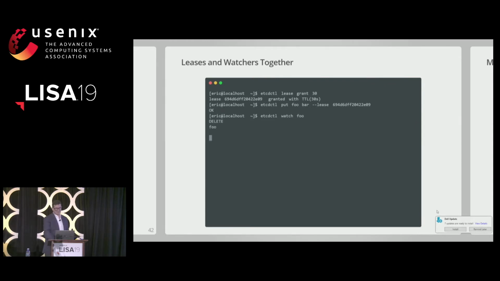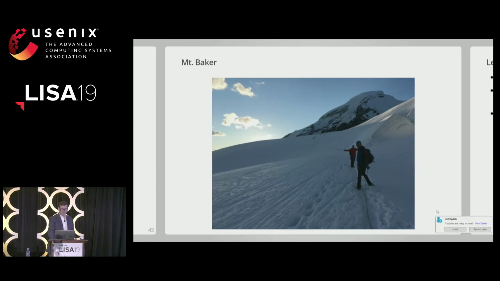So I've put a key, assigned it a lease, and then I can watch it to be deleted. Okay, so that's cool. So you can lease a key, you can watch for its deletion. Well, that means that you can do these kinds of triggers that I've been talking about.